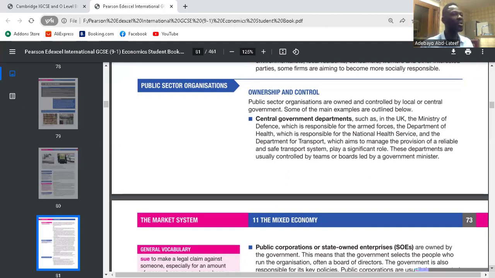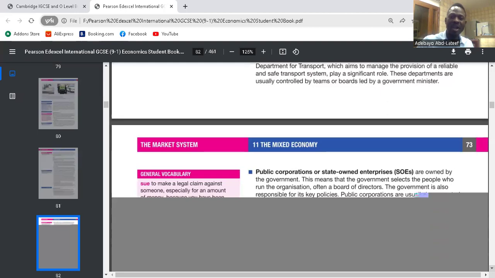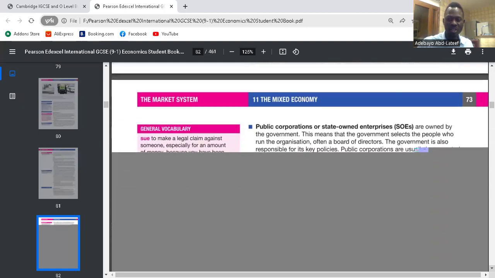Then we have the municipalities too. The municipality, they are part of government too. They control the local education and the rest. That's government businesses. People work there, yes or no? Yes. Okay. We have public corporations.